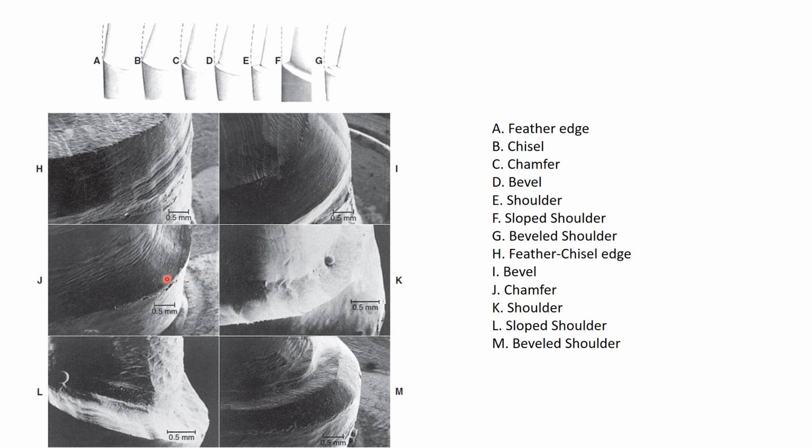Whereas over here we can see this is a chamfer type of restoration, which provides a distinct finish line and provides more bulk of the material. And this is more of a shoulder, which has a right angle, or 90-degree angle, between the axial tooth surface and the gingival finish line. This is a radial shoulder.